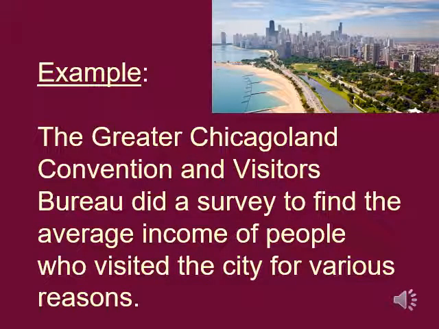And so again, we're going to look at another example, and I'll tell you ahead of time that yet again, we're going to get a scientific notation answer for our p-value, but we'll lead in and see what we get with it. It says the Greater Chicagoland Convention and Visitors Bureau did a survey to find the average income of people who visited the city for various reasons.